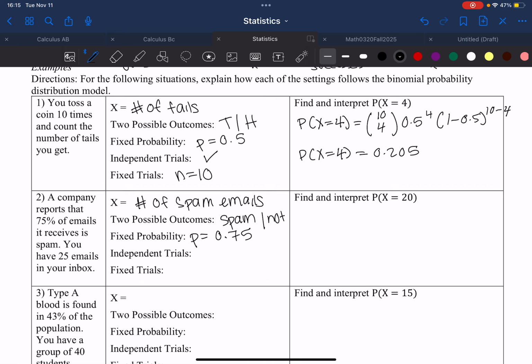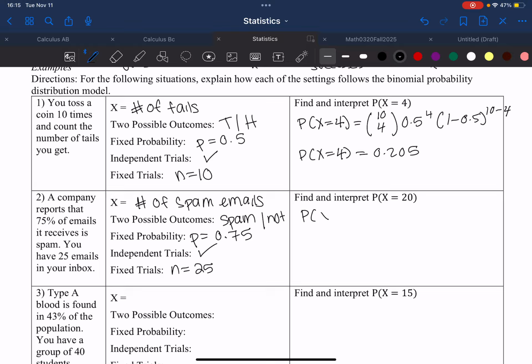Independent trials, we can assume you get many emails in your box. So yes, this is independent because we're assuming you get more than 25 emails in your box. And fixed trials is N equals 25. So what we're trying to find is P of X is equal to 20.